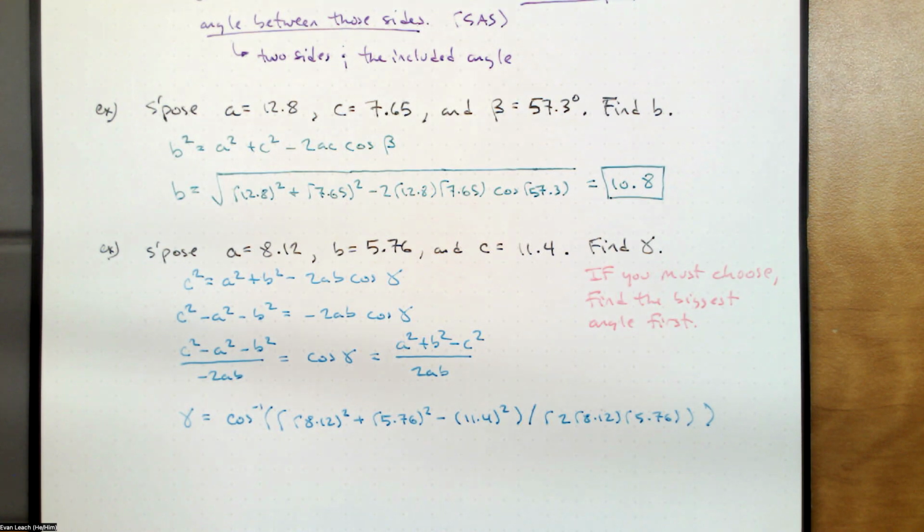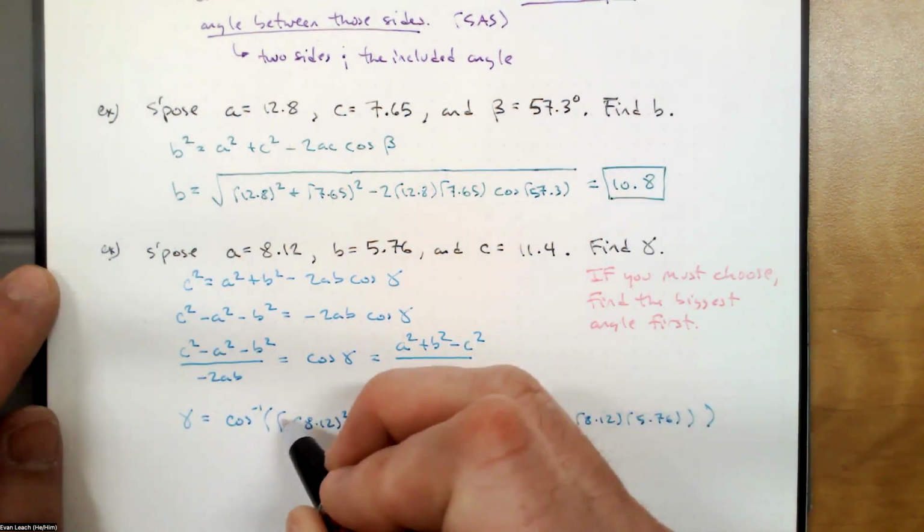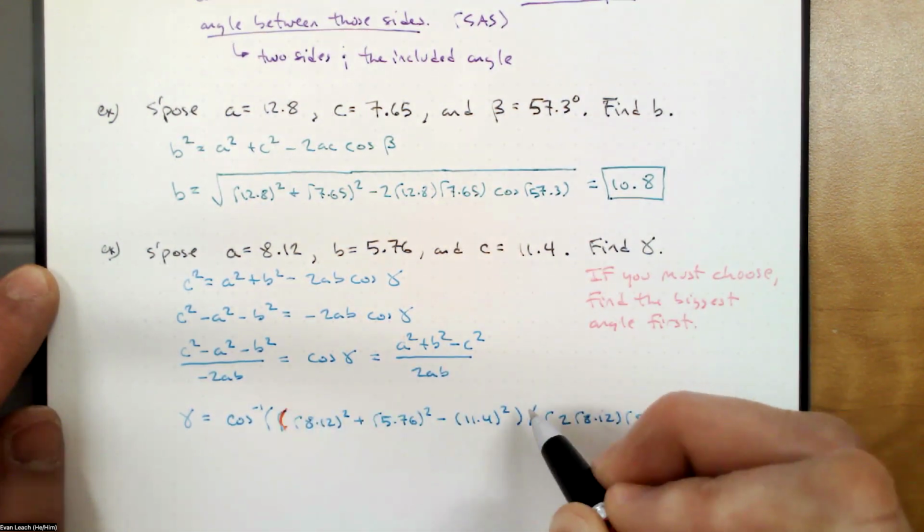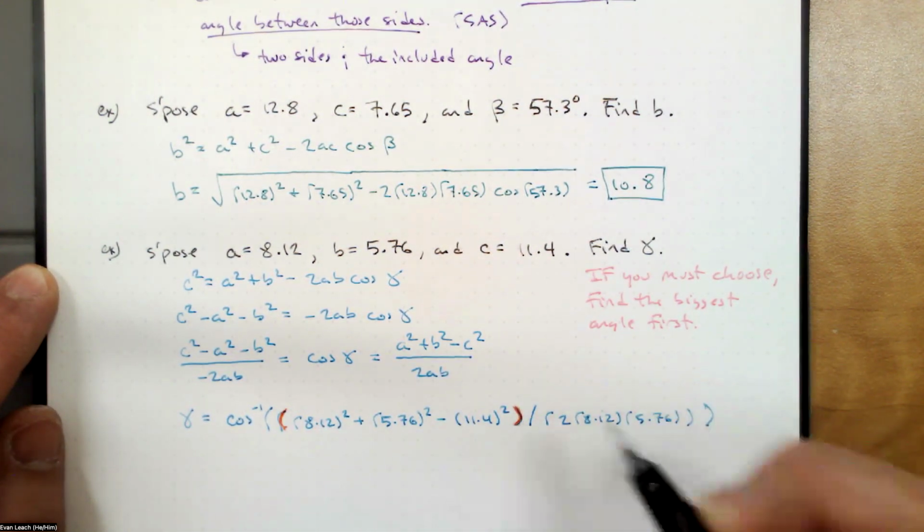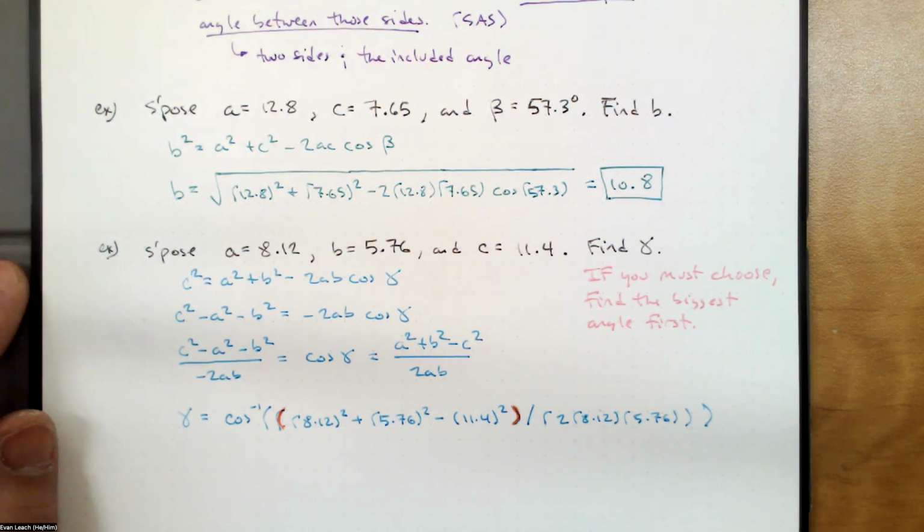Since the numerator has multiple terms, we need parentheses. Since the denominator has multiple factors, we need parentheses. So notice I've got numerator parentheses, and we've got denominator parentheses.